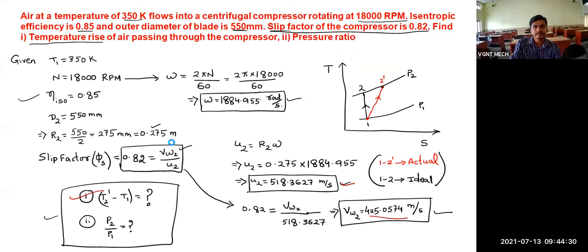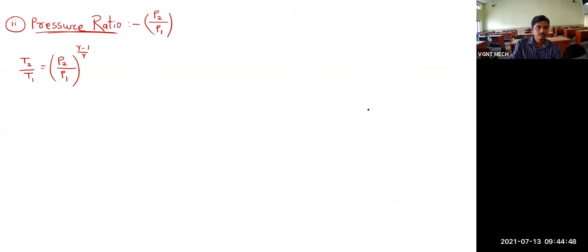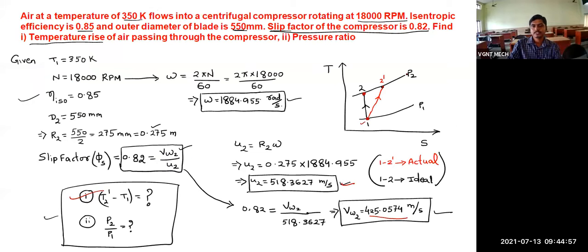Why T2 have I taken? Because for this isentropic process, for this vertical line, we can apply the relationship between temperature and pressure. Vertical line means point 1 to point 2. The temperature is T2 here, and here the temperature is T1. So we write T2 by T1 is equal to (P2 by P1) whole to the power (gamma minus 1) by gamma. But this T2 temperature we don't know.